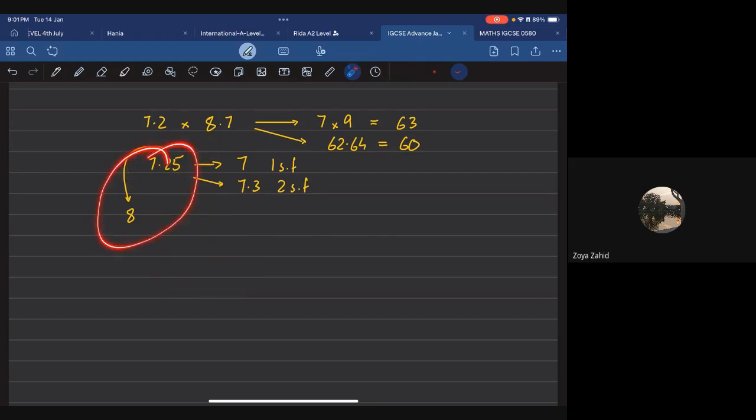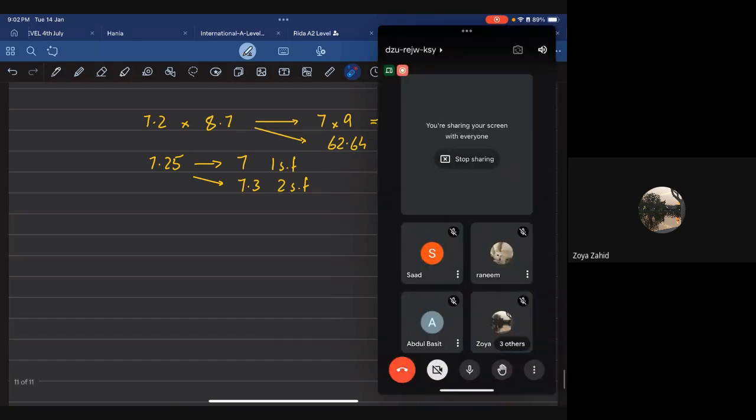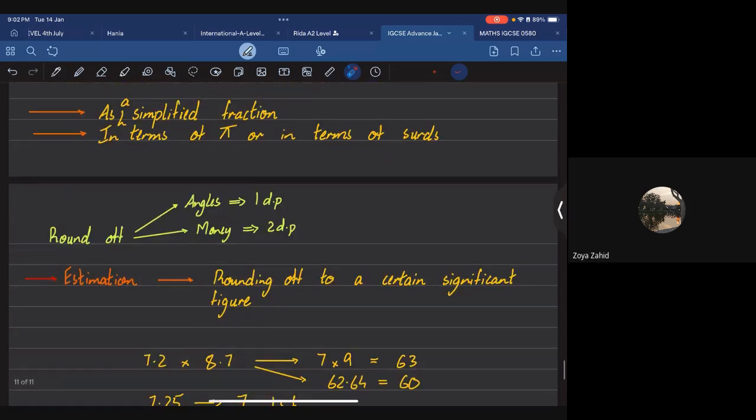But I don't think I can imagine 7.25 ever being rounded off to 8. Even if he says rounded off to the nearest whole number, the nearest whole number is still 7. Is this fair, Zoya? Yes. And also one thing can happen, which we've already discussed, like 7.3 can come. That's the only thing that can happen. Clear? Anyone with any other issue? Anyone who does not understand this, let me know.